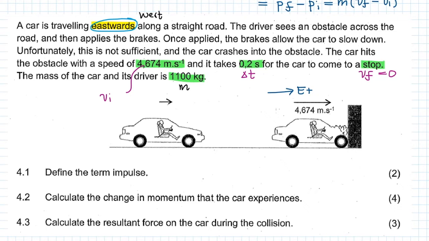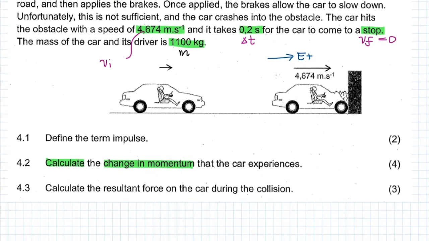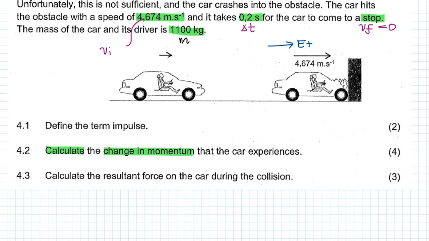The first question says define the term impulse. I'm going to leave that up to you and move on to the next question that says calculate the change in momentum that the car experiences. To calculate change in momentum, we're going to use the formula that I've written down so many times. It is the mass multiplied by the final velocity minus the initial velocity.